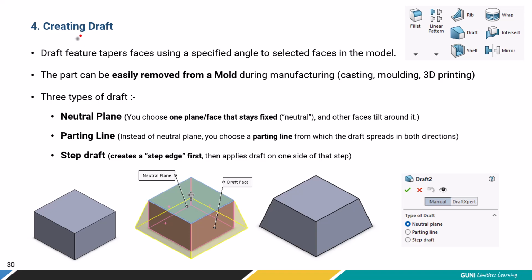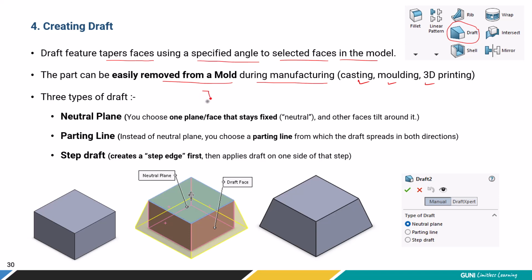Now let's learn draft. Draft is also available separately in Feature Command Manager as a feature. It tapers the faces using a specified angle on selected faces in the given model, so the part can be easily removed from the mold during manufacturing processes like casting, molding and 3D printing. So draft allows easy removal of a part from the mold.